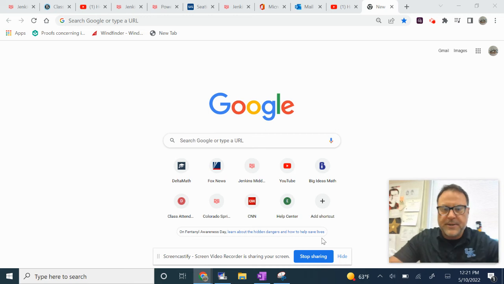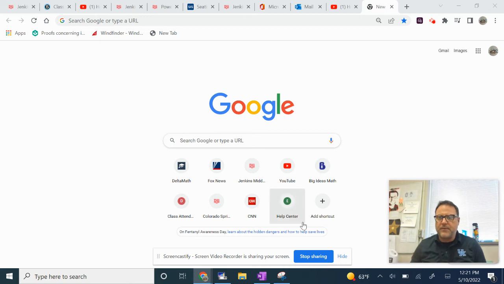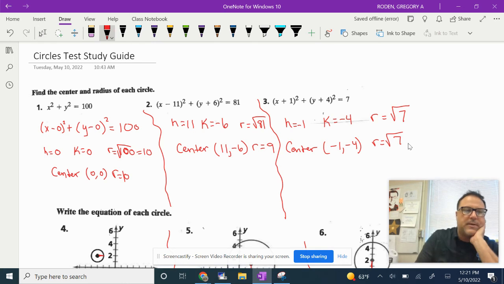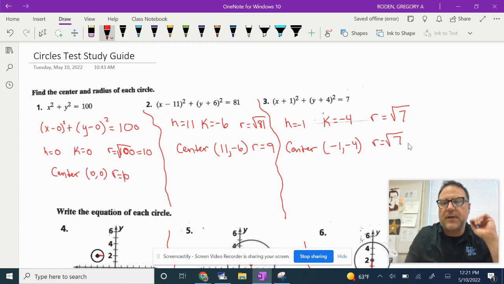So let's get right down to it and take a look and see what we got. All right, so the first problem is x squared plus y squared equals 100, and we want to find the center and the radius of each.